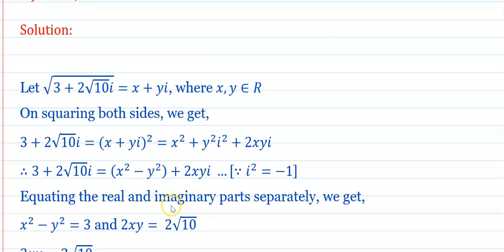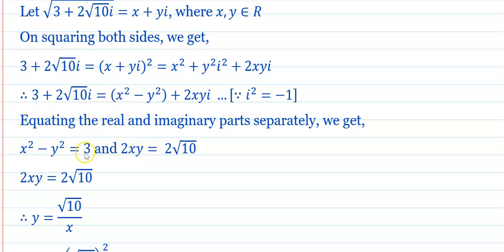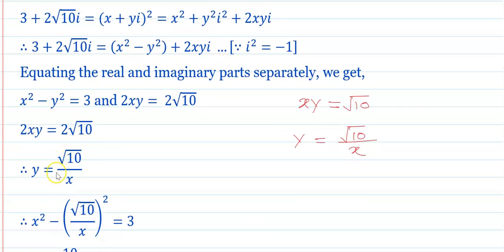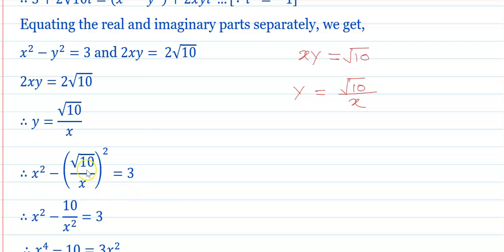Equating the real and imaginary parts, x square minus y square is equal to 3. 2 root 10i is equal to 2xyi. Again, the 2s get cancelled. Okay. And therefore, you will get xy is equal to root 10. Okay. And therefore, here y is equal to root 10 upon x. Now, substitute the value of this y in this equation, x square minus y square is equal to 3. That is, x square minus (root 10 upon x) whole square is equal to 3.